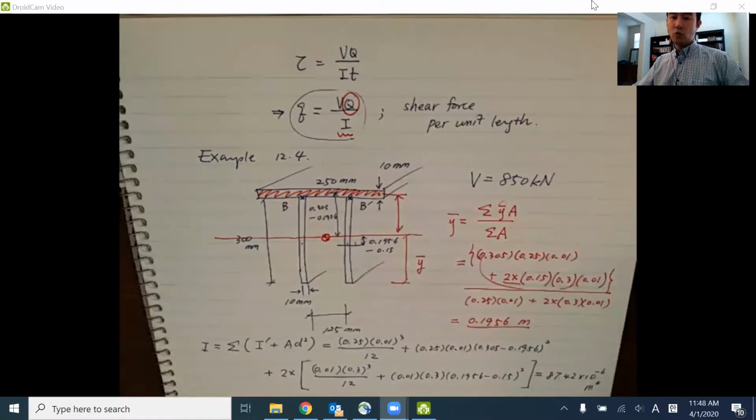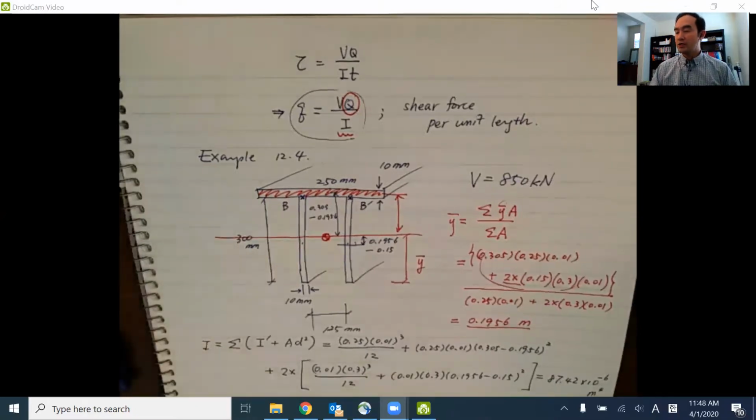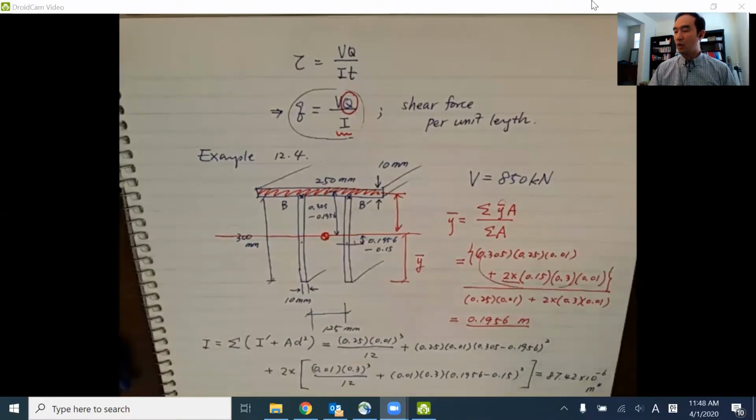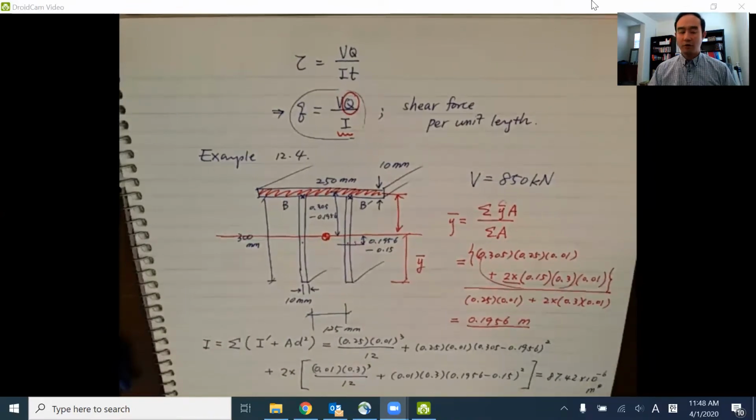If you have any questions on this or the other example problem 12.3, just let me know. And this is the last part of chapter 12. So in the next video, I'm going to go over chapter 13, which is going to be very short because we already had the first half of chapter 13 covered at the end of chapter 11, sorry, when we talked about the bending stress.